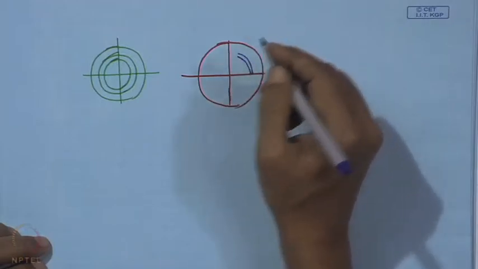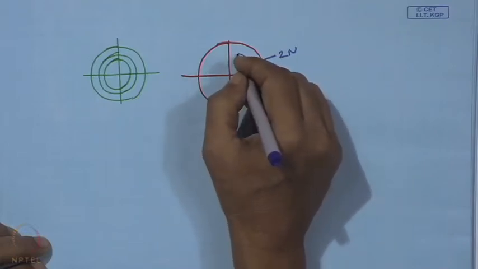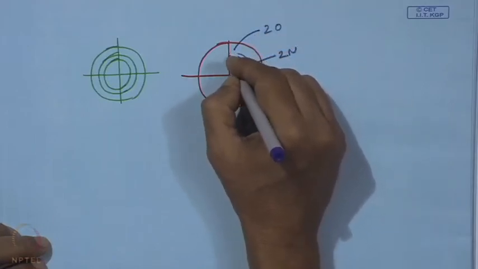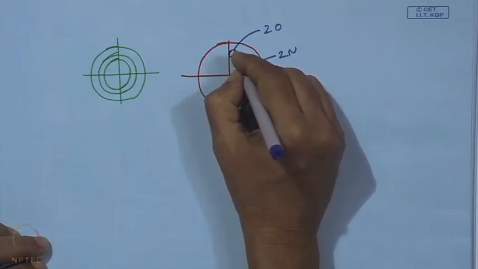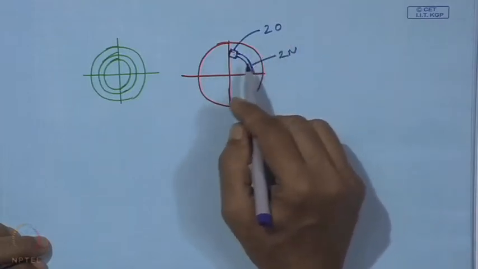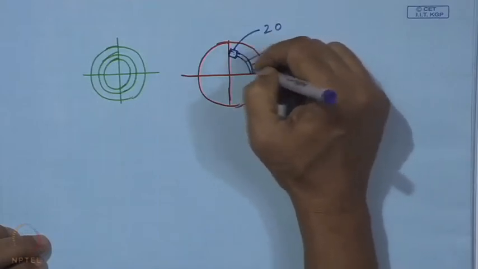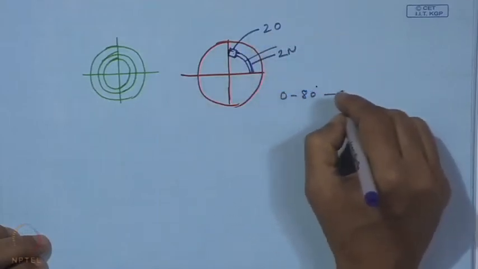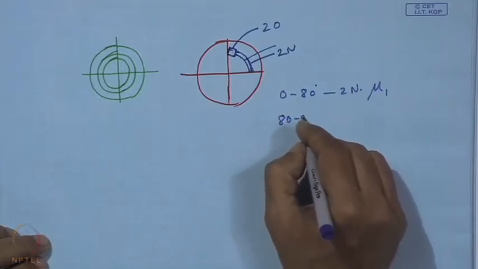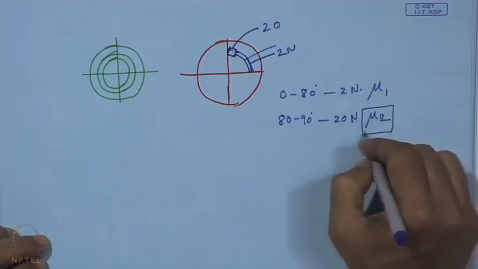we have a wear track of this width, because the load is now 2 newton, and then from 80 to 90 within this 10 degree, because now the load is 20 newton, the shape of this wear track will be a little bit enlarged. So, we expect this enlargement of this wear track over this, and that will be recorded, and also the coefficient of friction should be measured. For 2 newton, that means for 0 to 80 degree, it is for 2 newton normal force, and we have a friction value mu 1, and from 80 to 90 degrees, this is going to be 20 newton, and for that we have a friction coefficient, that is mu 2.